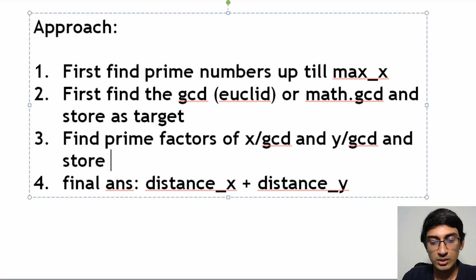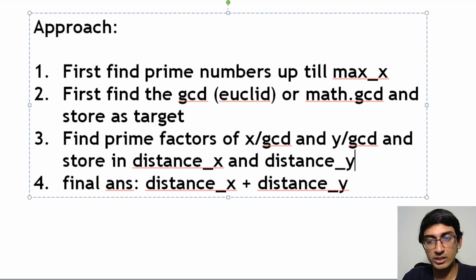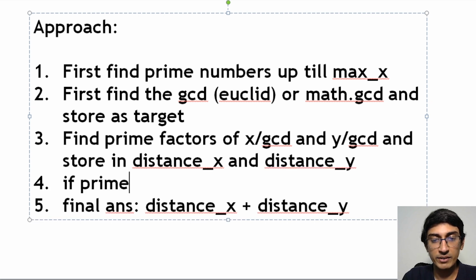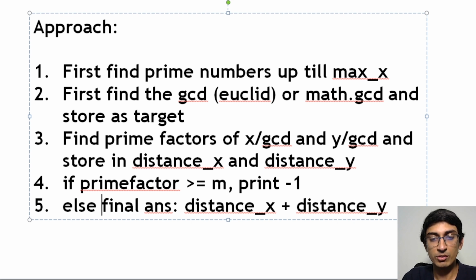And store in distance_x and distance_y, right? So store it as distance x and distance y, and the final answer is adding distance x and y. If any of the prime factors is greater than or equal to m, print -1, right? Else the final answer is distance x plus distance y. So this is how we'll follow it.